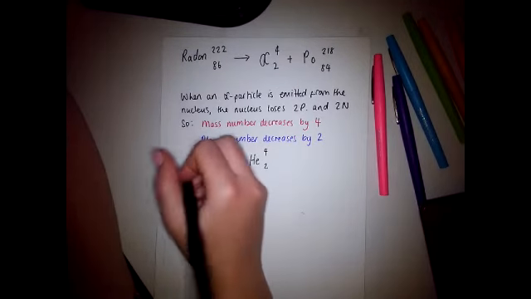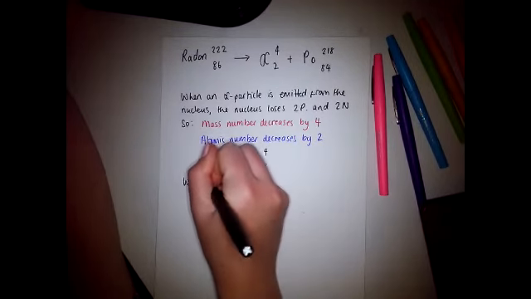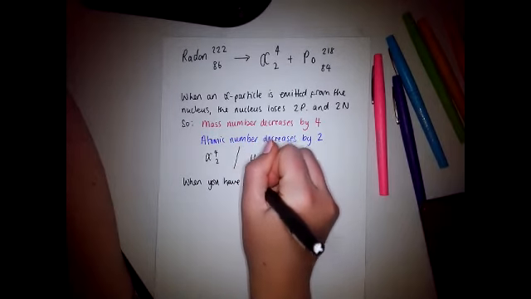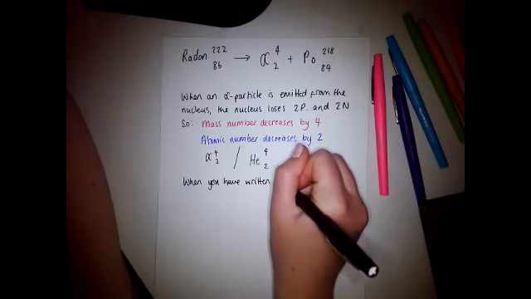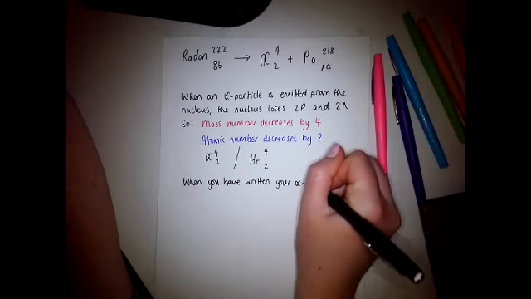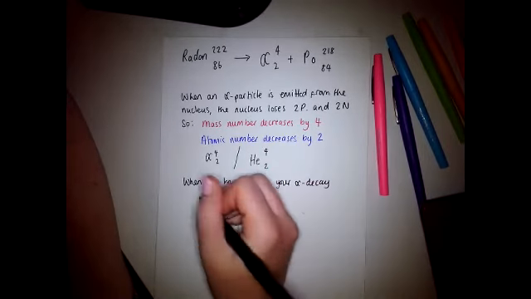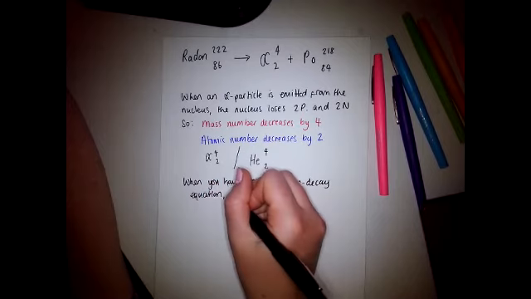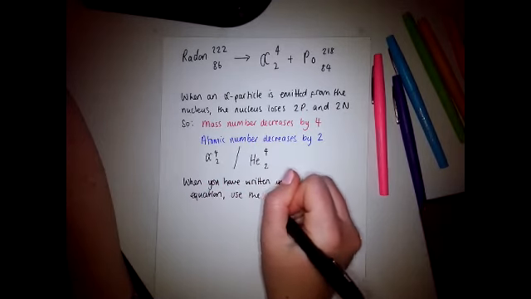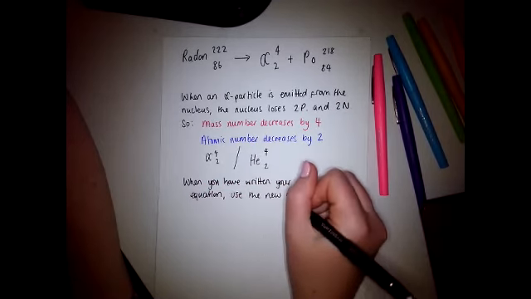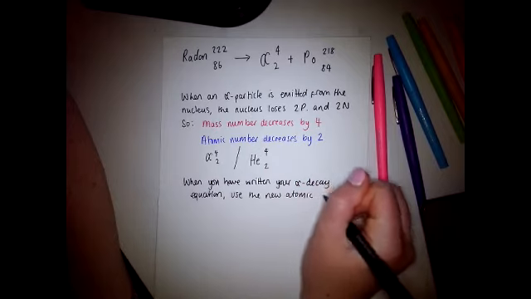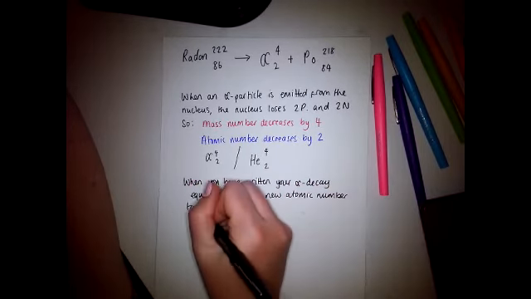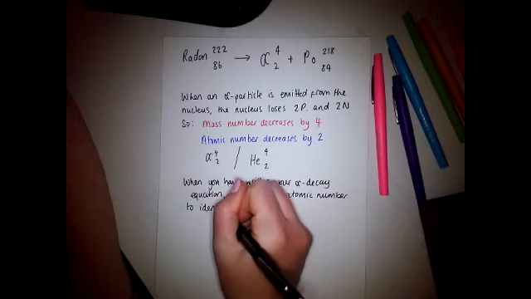So when you have written your alpha decay equation, use the new atomic number to identify your elements.